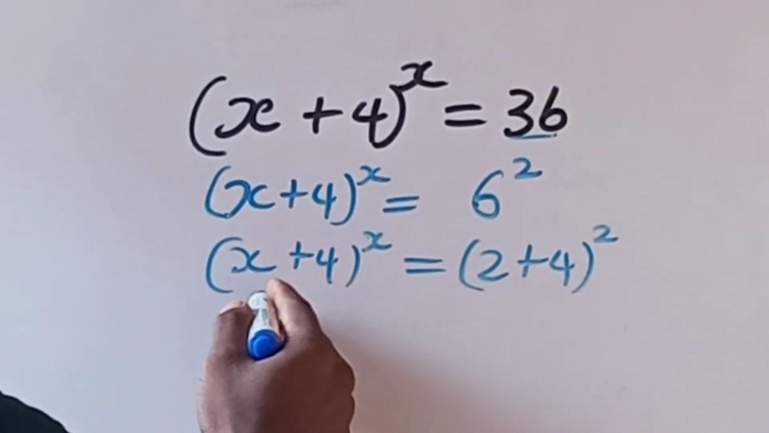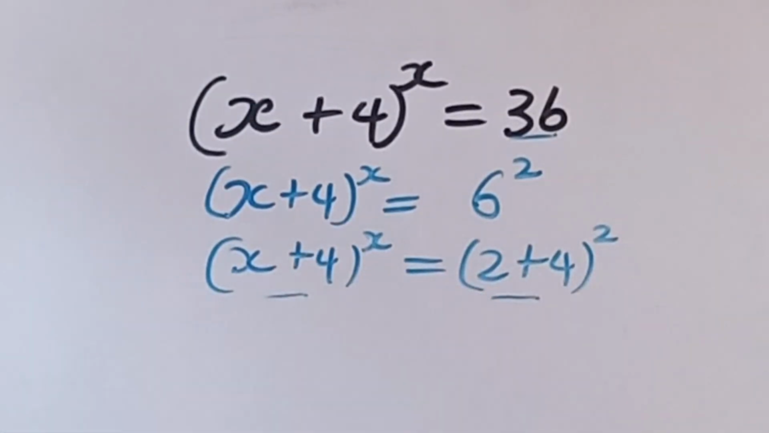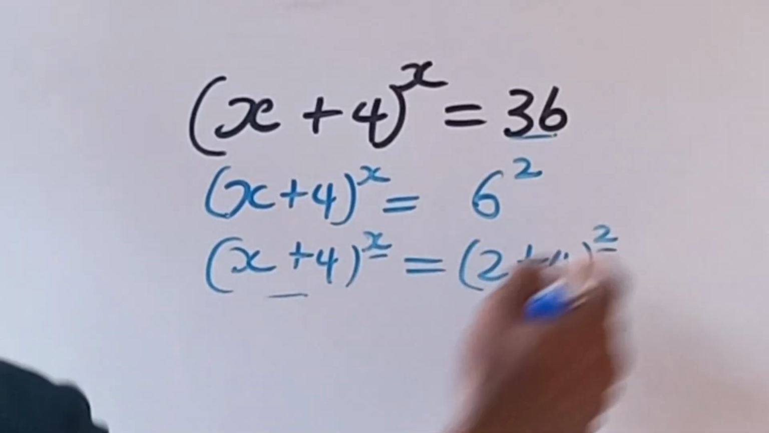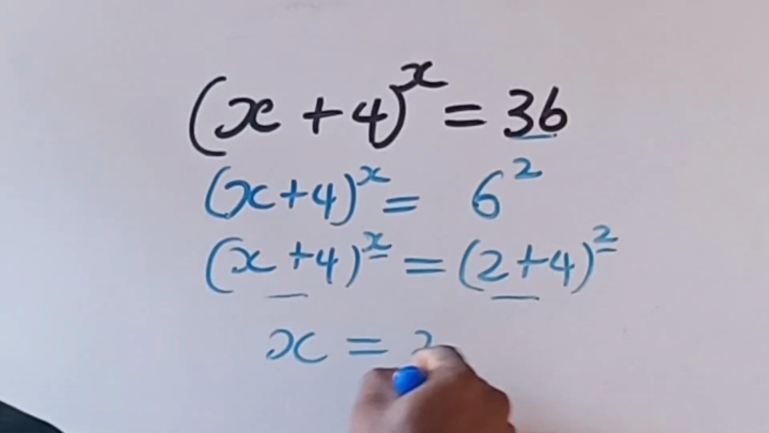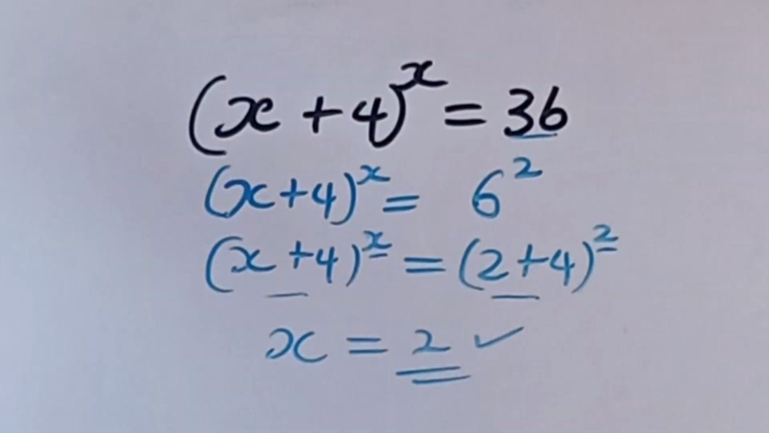Now, we have this and this as similar, and we have this as our final answer. x, which equals what? 2. And this is the answer to the question. Very simple and short.